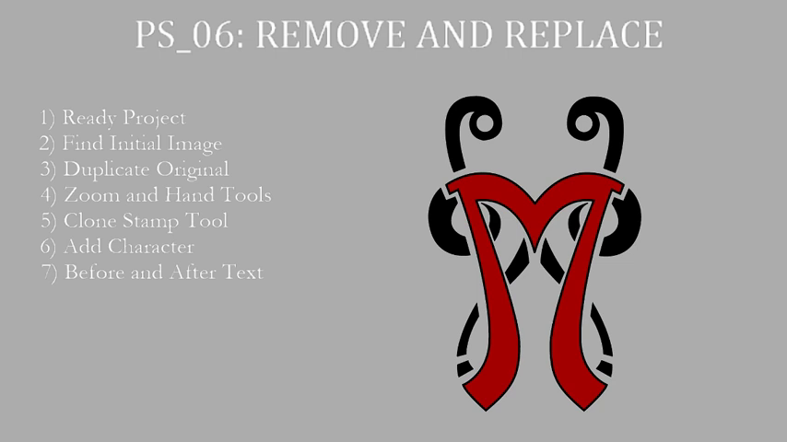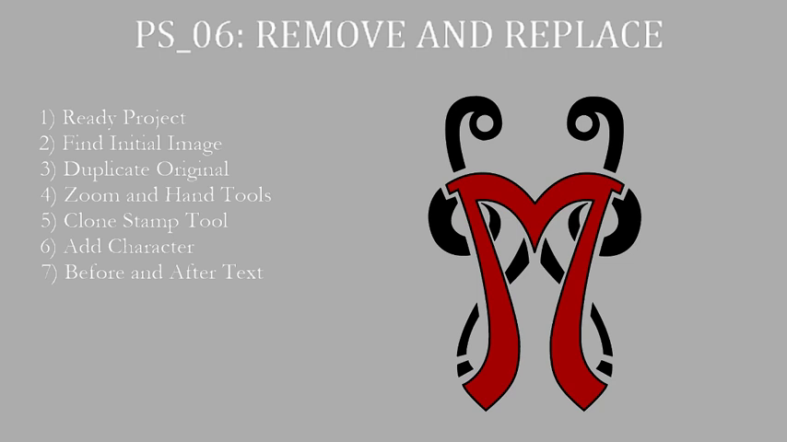And I'm going to show you a little bit about some zooming tools and some hand tools that you can use to be able to move around in a zoomed environment. And then I'm going to show you how to use the clone stamp tool, which is all about copying and pasting in a very, very specific area of an image. And that's what the clone stamp tool is all about.